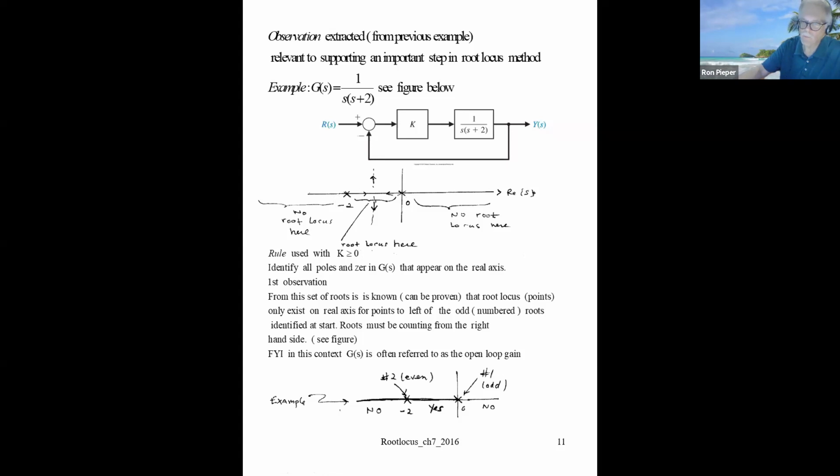Now, it turns out, kind of as a bootstrap to getting the full root locus, we'll find out this is one of the early steps you take: to establish where on the real axis the root locus will exist. Now, the method that we're going to be using is consistent with the following observation.